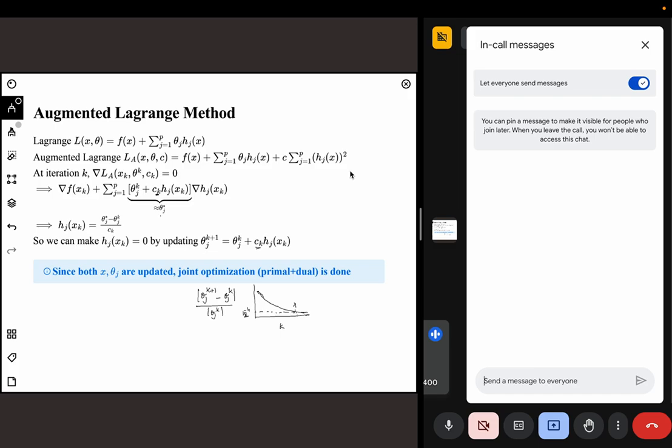The most important point here is that we are solving for two things. Once you keep doing these iterations, you are eventually reaching theta j star. So we are finding theta j, which is a Lagrange parameter, a Lagrange multiplier, and at the same time we are also solving this particular problem. At every iteration we are solving this equation and getting x_k, so we are solving for x also. X is a primal variable and theta is a dual variable. So this is a kind of joint optimization. It solves for both primal and dual at the same time.